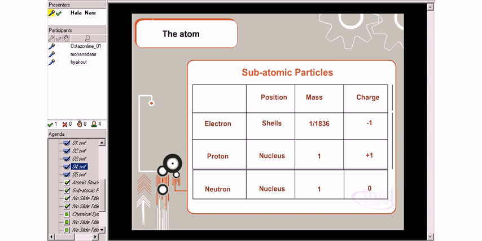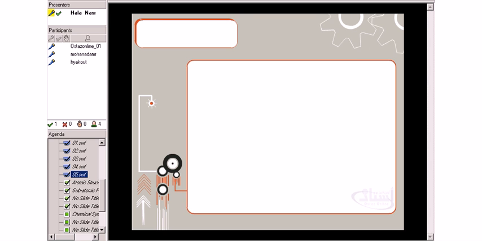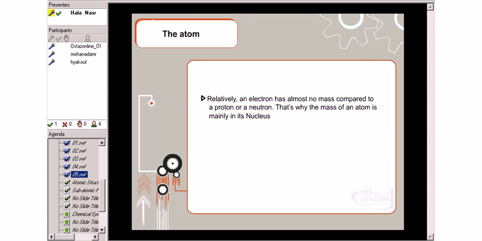However, I need you to have a look at the charge. The charge of an electron is negative. Of the proton, it is positive, and the neutron, we say it has 0 charge, meaning it has no charge. So, to understand more, let's move to the next slide. In here, relatively, an electron has almost no mass compared to proton and to neutron. And again, that's why the mass of an atom is mainly in its nucleus.